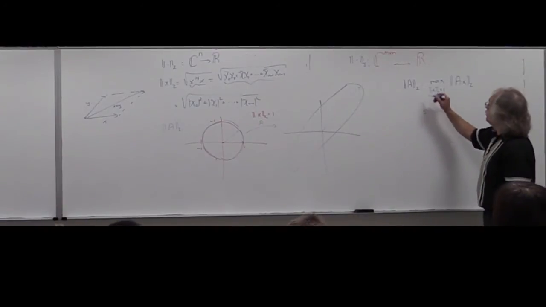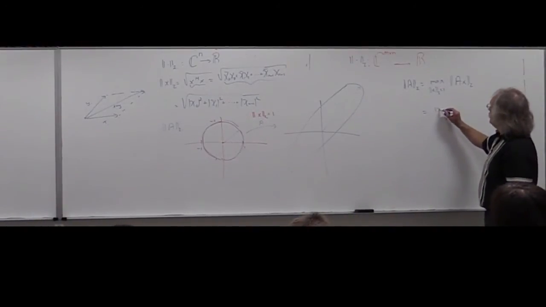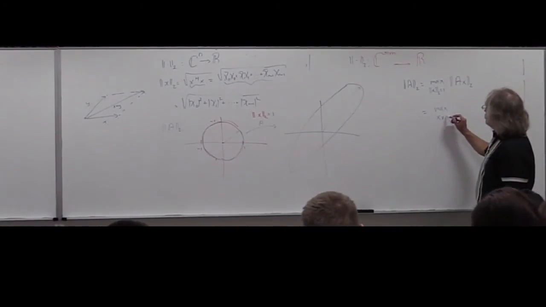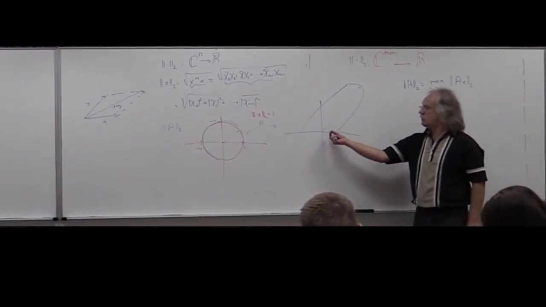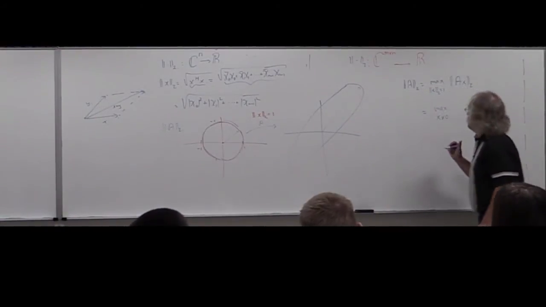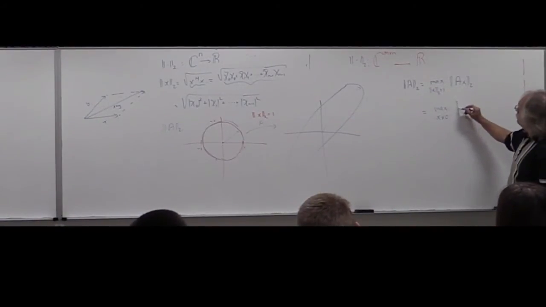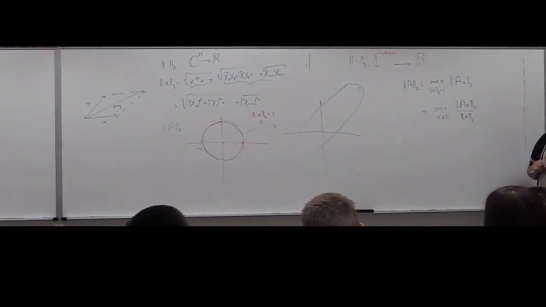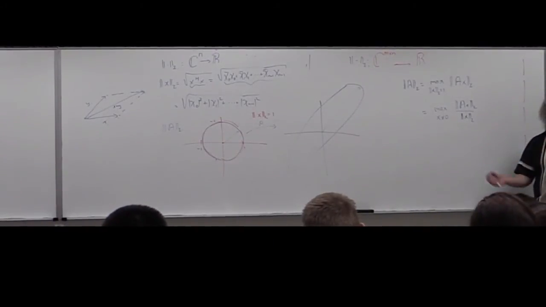A second way of defining it is to say that it's the maximum over all vectors that are not the 0 vector, because obviously asking how the 0 vector is stretched is meaningless. It doesn't get stretched. Of the ratio, because that just defines it for all vectors. This here defines it using only the unit circle. You with me?